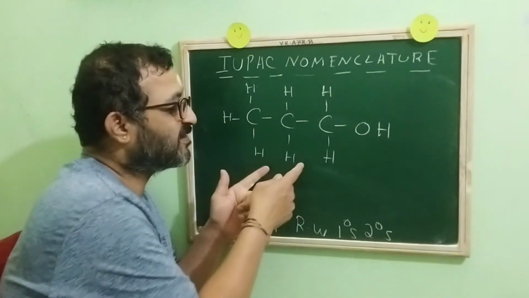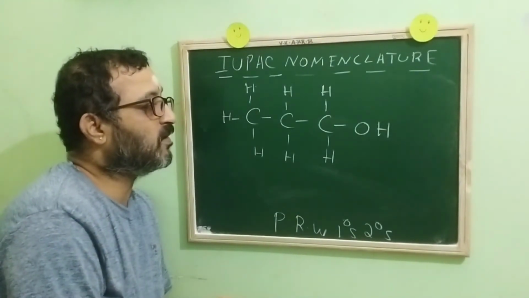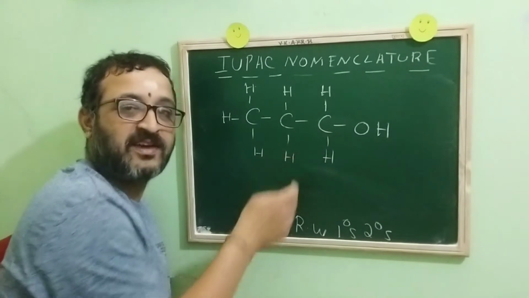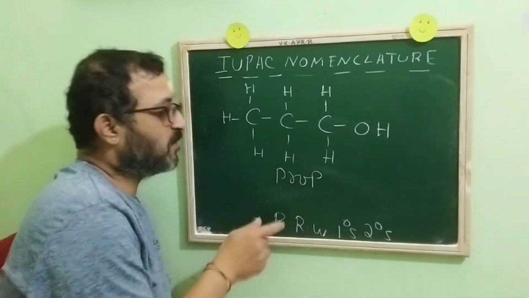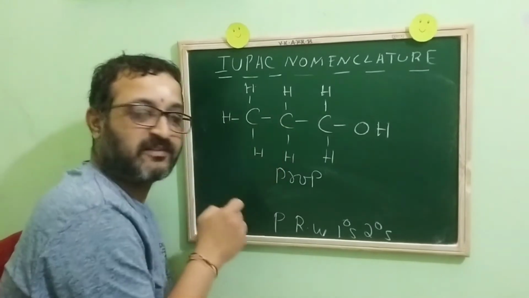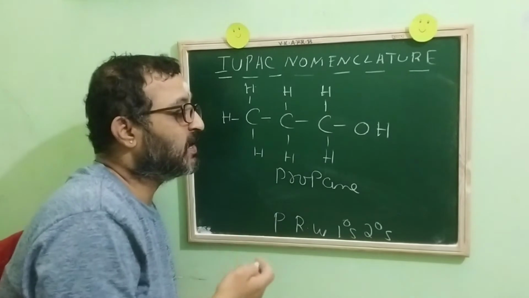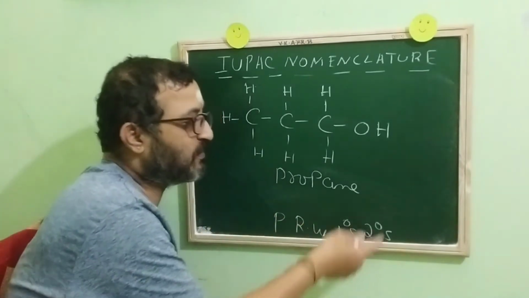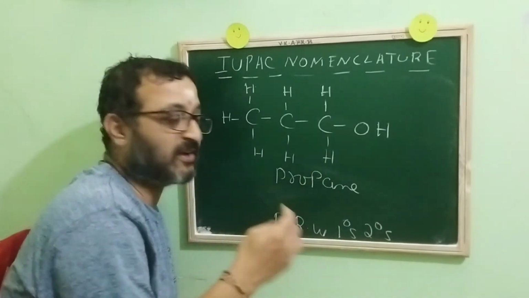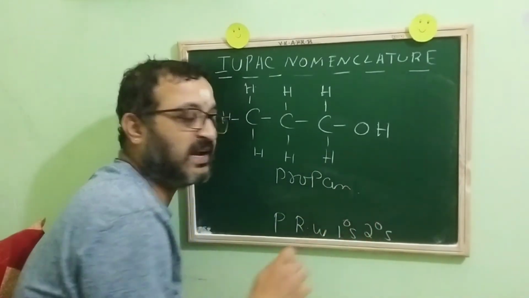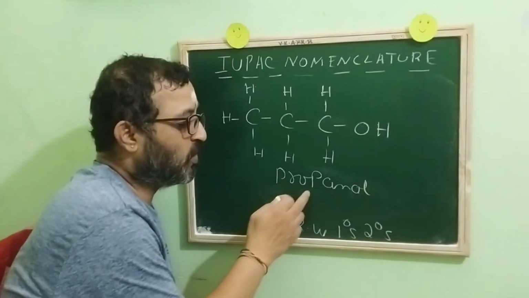Okay, children. This is the next compound. Now, what is the root word for this compound? 3 carbon atoms are there. The root word will be what? Prop. What is the primary suffix? Between carbon and carbon, single, single. So it is what? Ane. Then, do we have a functional group, that is a secondary suffix? Yes. The alcohol functional group is there, OH. If the alcohol functional group is there, then we have to delete the E of the primary suffix and we have to add what? Ol. So it is propanol.